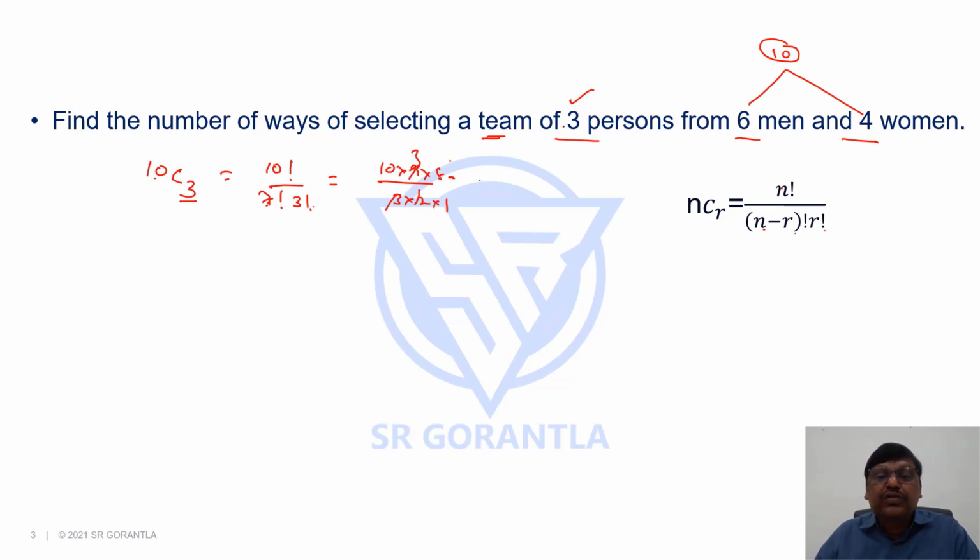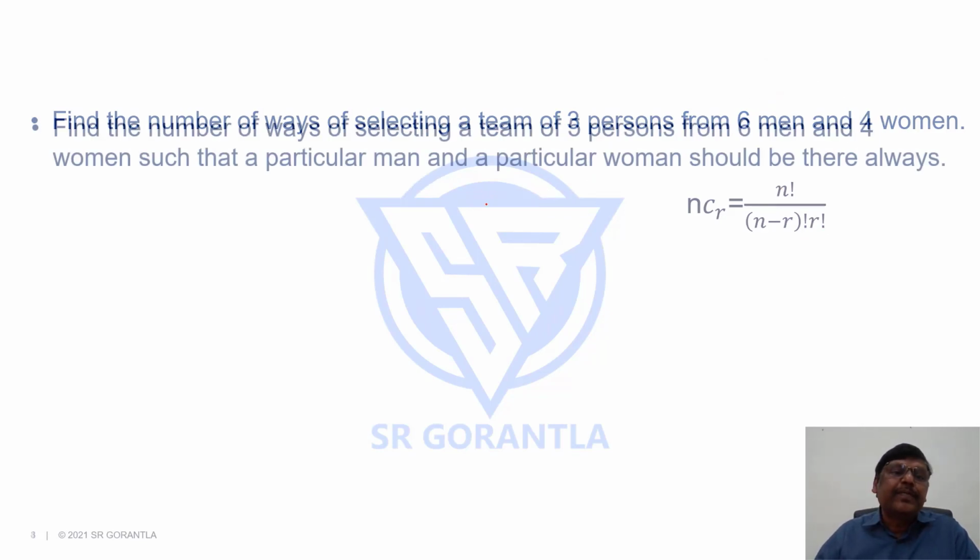3 threes are 9, 2 fours are 8, 10 threes are 30, 30 into 4 is 120. So the total number of ways is 120. Total number of selections possible, we have here 120. Let's take up the next one.